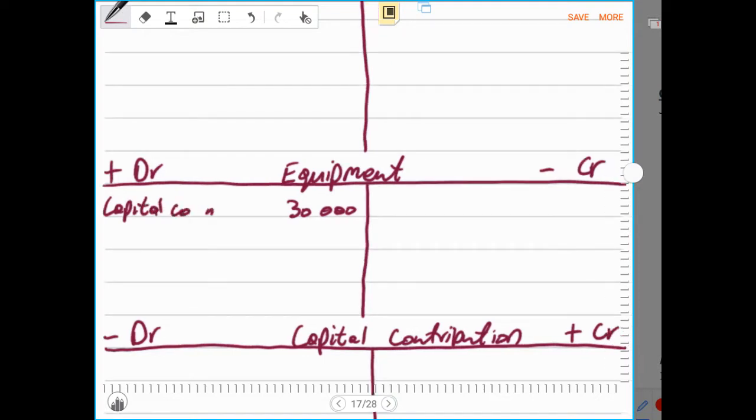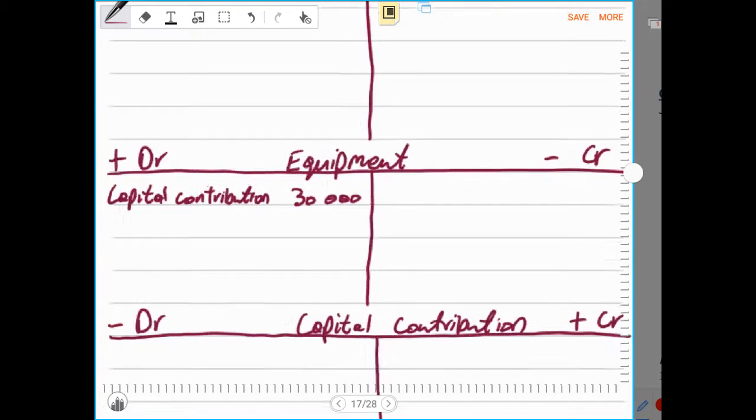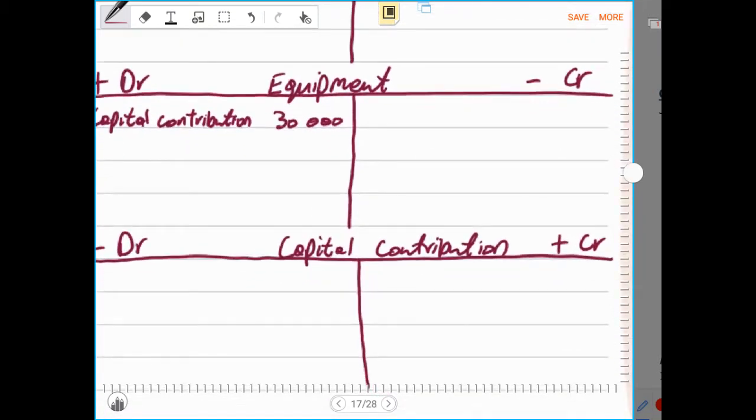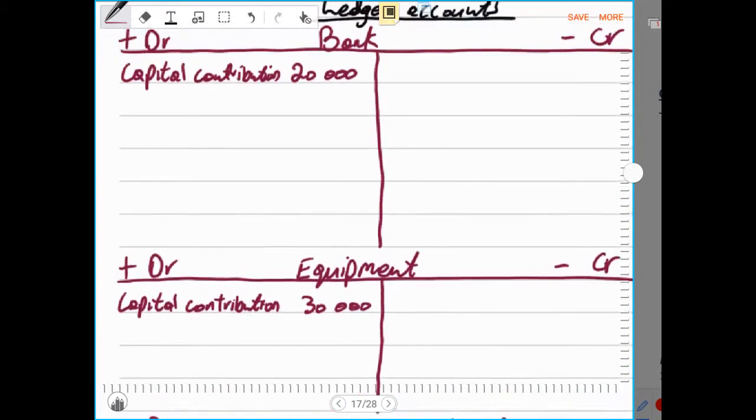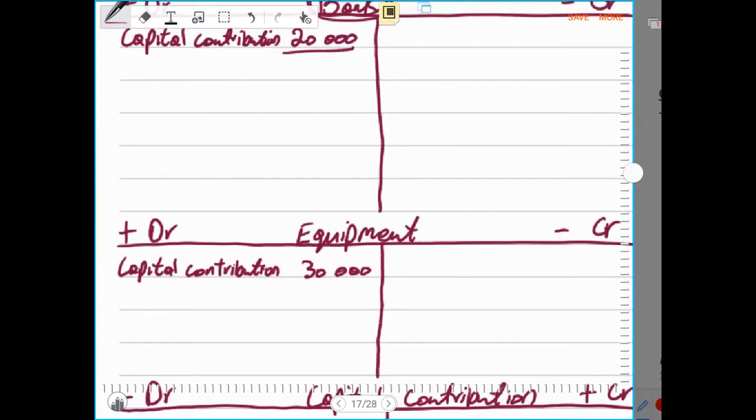Therefore, now the entry will be capital contribution, once again because this was equipment contributed by the owner to the business. Under capital contribution, remember the owner contributed two things. The owner contributed 20,000 in the form of bank. That means part of the capital will be bank. And the owner contributed 30,000 in the form of equipment. That means part of the capital will be equipment.